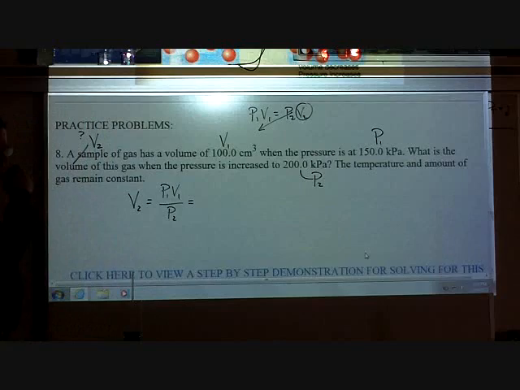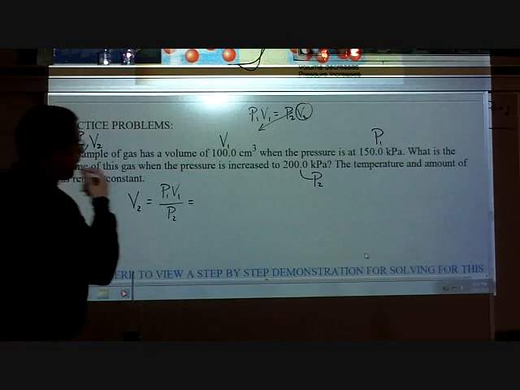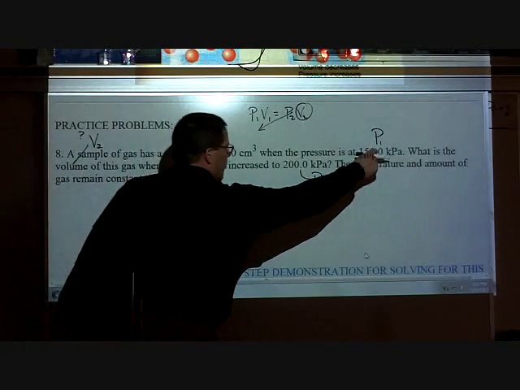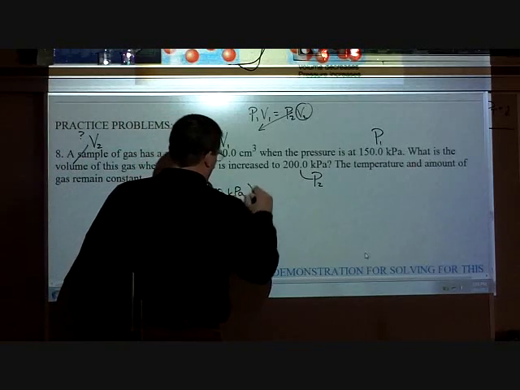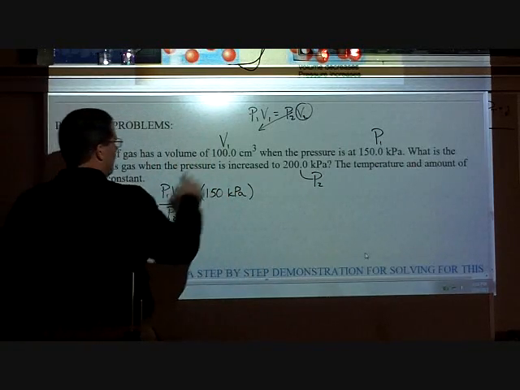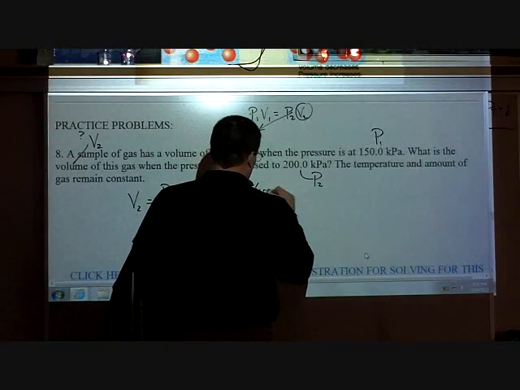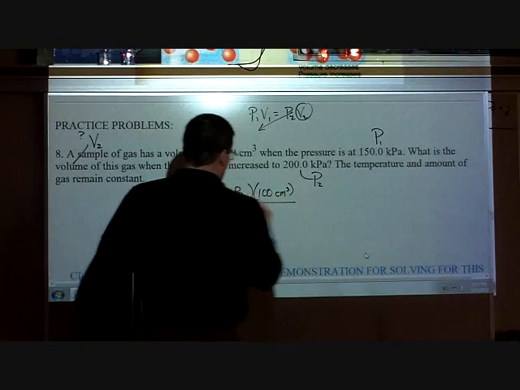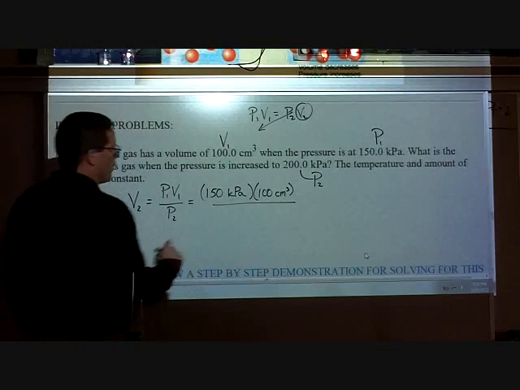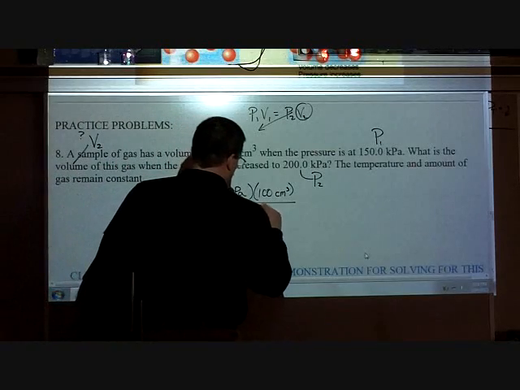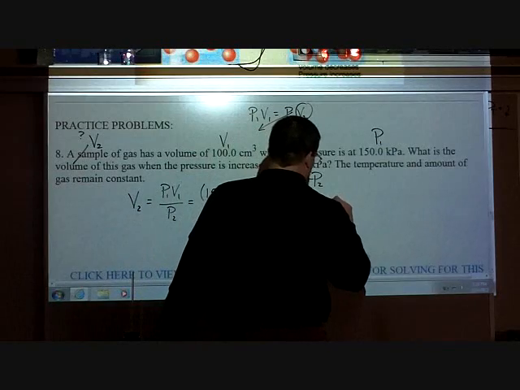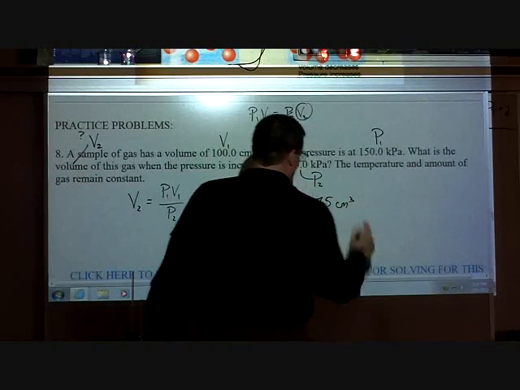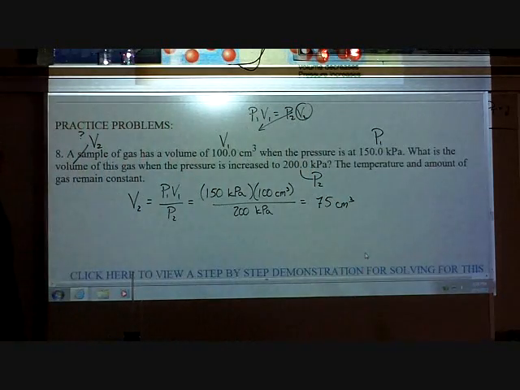Did you say something else? I'm sorry. Okay. So we'll go ahead and plug in what we know. So our P1 is 150, and that's kilopascals. Our volume is 100. And that's over our final pressure, which is 200. So I think that gives you 75 kilopascals. Oh, sorry, centimeters cubed. My bad.